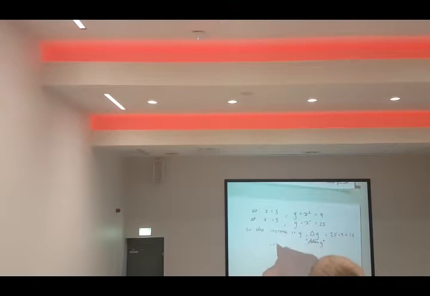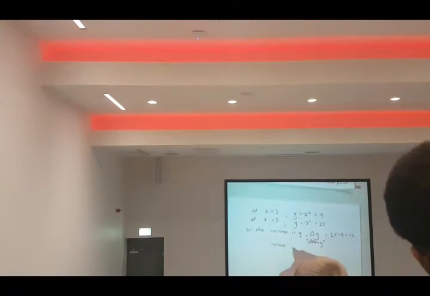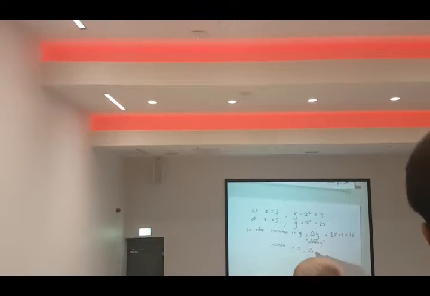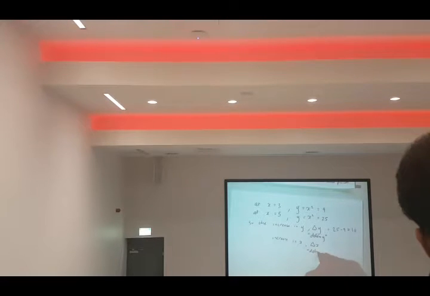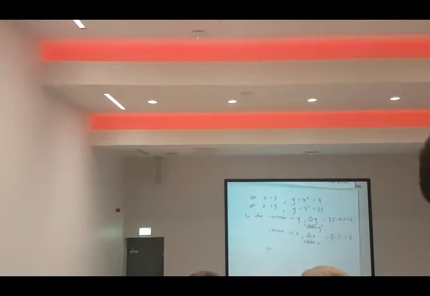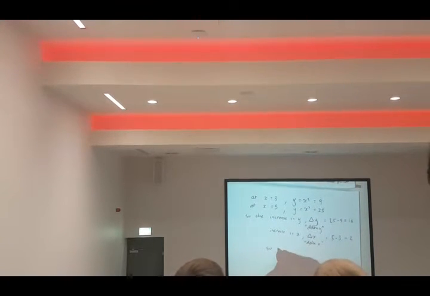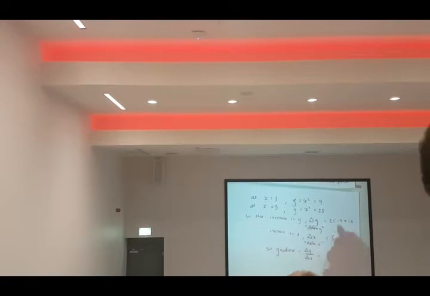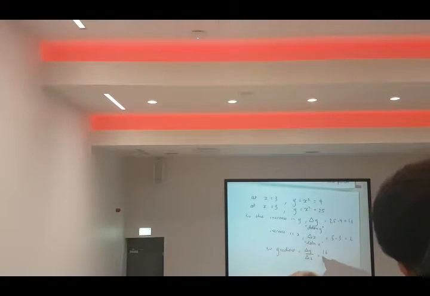And the increase in x, which we write as delta x. Well, that was the change from 3 to 5, so 5 minus 3, which equals 2. So gradient is delta y over delta x, is 16 over 2, which is equal to 8.